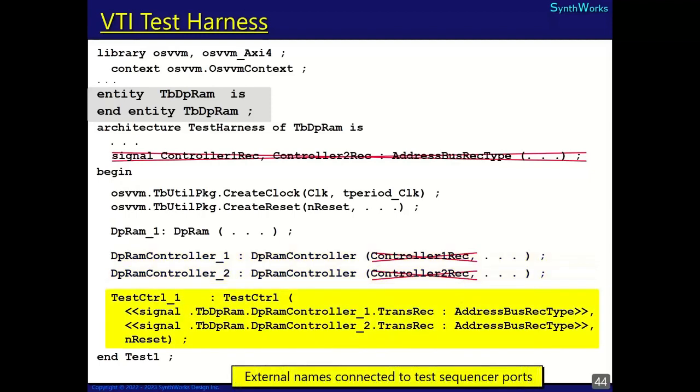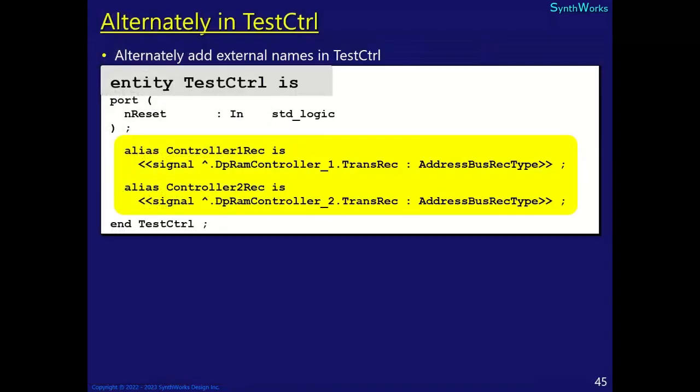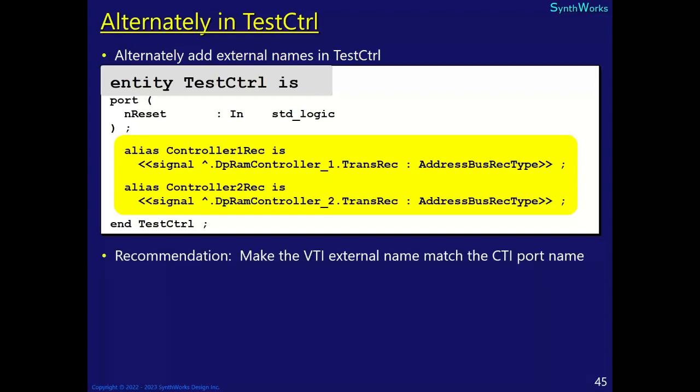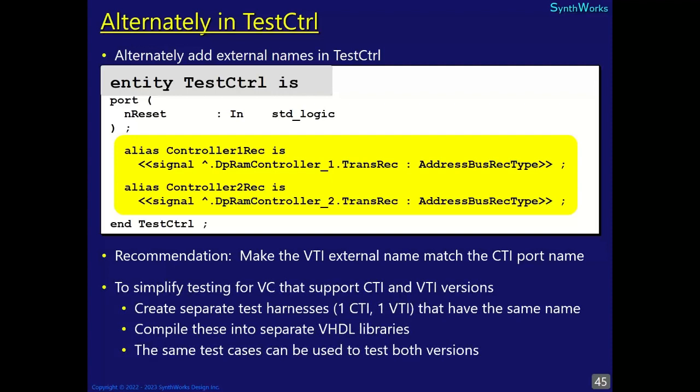All right, and then test control, we have choices here. We can map the external names directly to this point, and this does work very well. So the external names connect to the test sequencing ports. That's one option. The other option is to delete them off of here and in test control itself, add aliases to the external names. And I make the aliases exactly match the ports that would have been on test control. Because by doing that, I can use the same test cases.